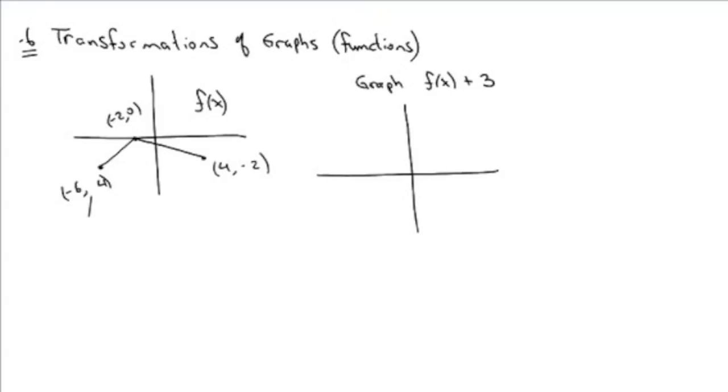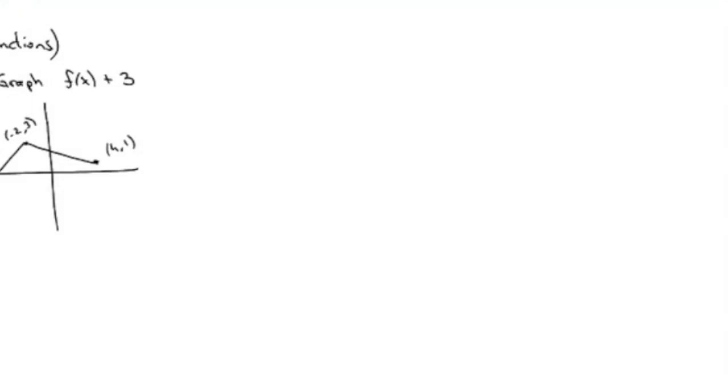So when we add 3 to the first one, you're going to get negative 6, negative 1, so that would be here. The negative 2, 0 is going to become negative 2, 3. And the 4, negative 2 is going to become 4, 1. Do you suggest this to write this on a completely different... You can put it on the same one if you want, until you lose track of which one's which. That's why I have several of them. Some of them you're going to want to be able to see what the heck is really going on.